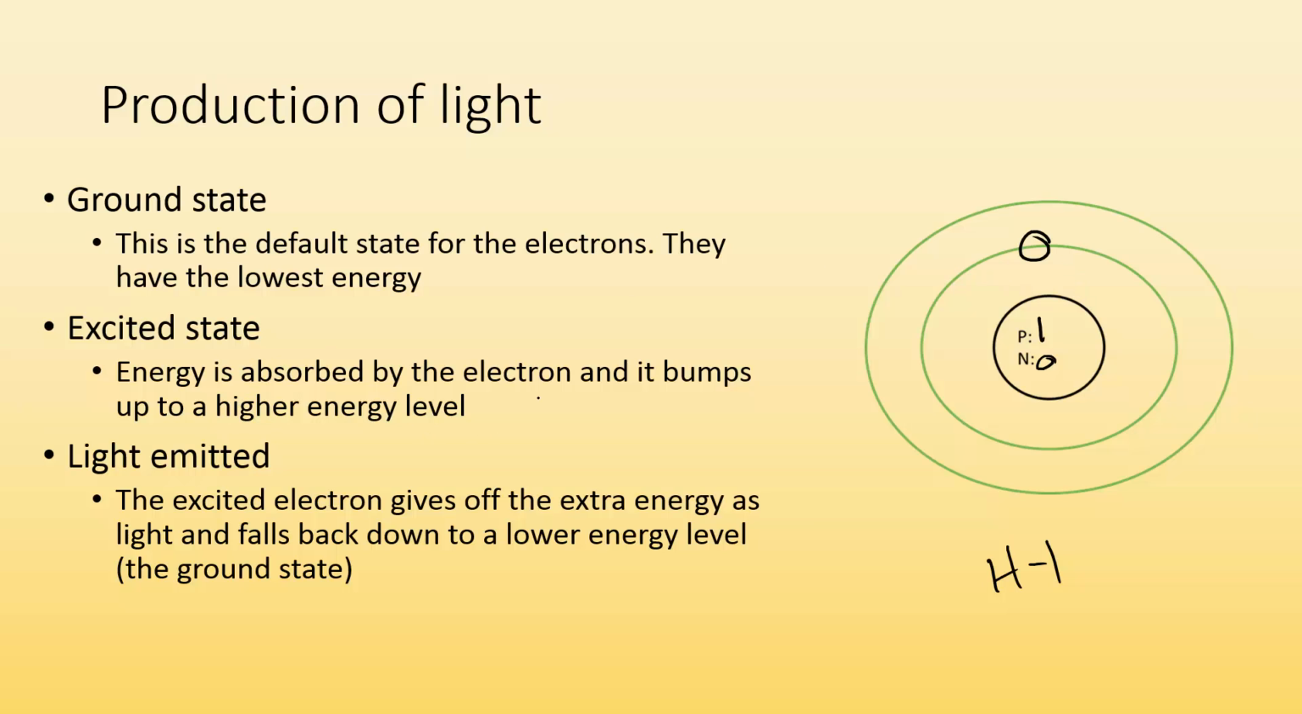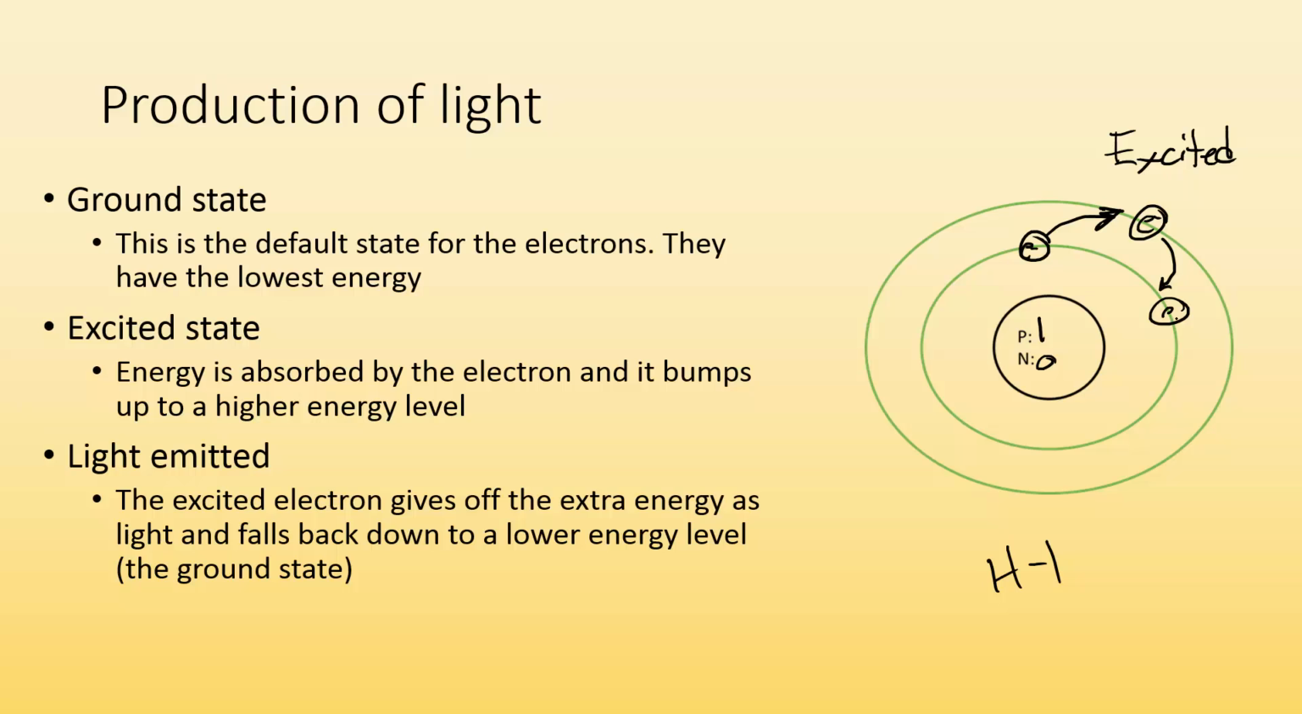1 proton, 1 electron. The excited state. So energy is absorbed by the electron and it bumps it up to a higher level. Just like this. This is my electron. It absorbs some energy. It gets bumped up to a higher energy level. This is the excited state. It's got extra energy.